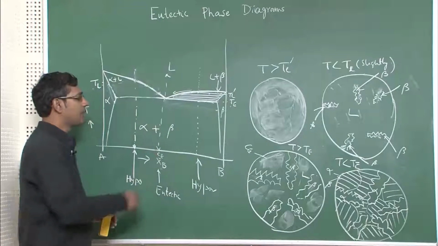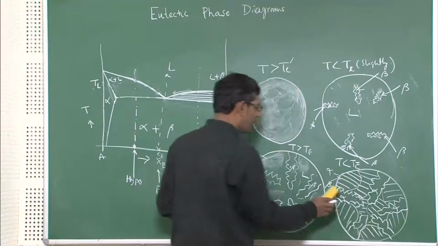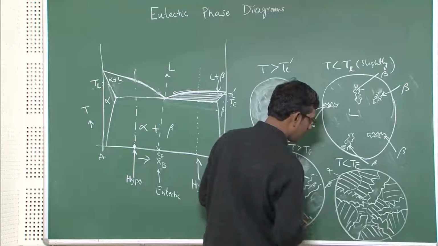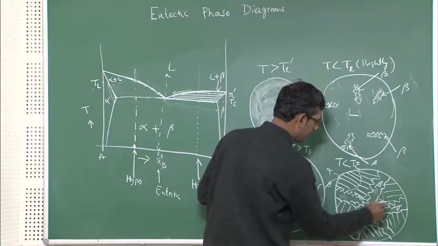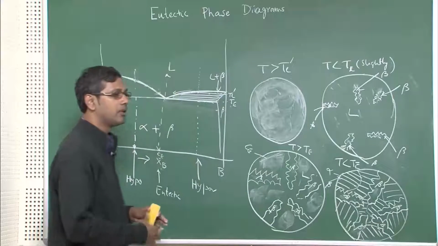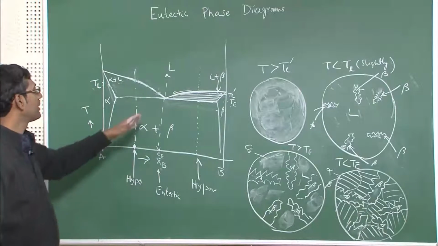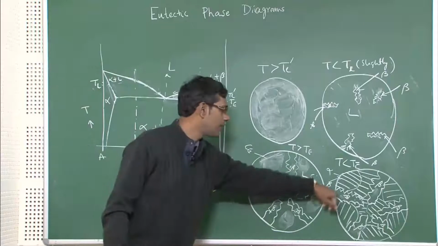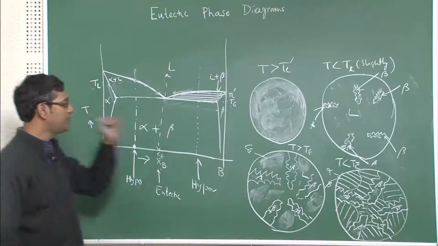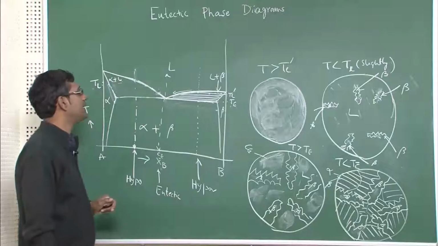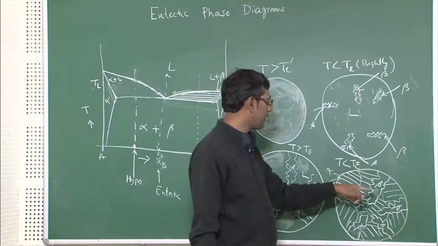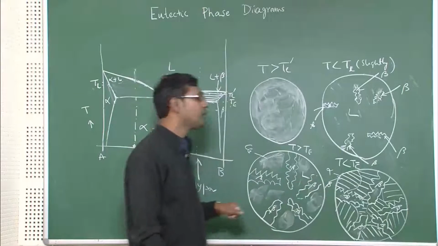Just below the eutectic temperature, again the same thing will happen: the liquid which is present will become eutectic, correct. So these are all beta dendrites, and the eutectic which is there in between will become a lamellar eutectic between alpha and beta. Similar to what I have discussed for alpha, these beta dendrites are called pro-eutectic beta or primary beta. On the other hand, beta which is like these white lines are known as eutectic beta.